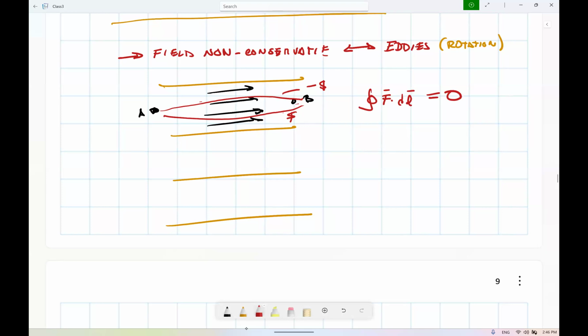But what if the field now is like that? You're still trying to go from point A to point B. Now, it will depend on which way you go, which path you follow. So now the closed integral for the round trip of E dot dl, or F dot dl, the force dot dl, is different from 0. So there will be some exchange of money when you come back and forth. All systems in the world, except the electrostatic fields, are non-conservative.